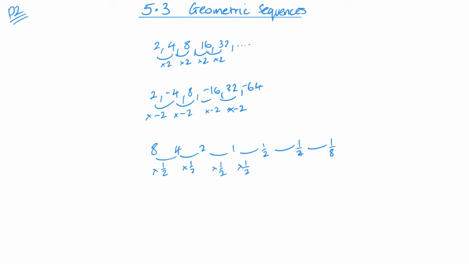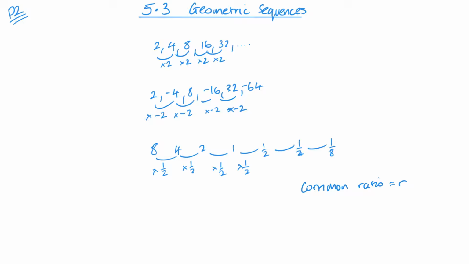Now, let's talk about what we do with this. What we multiply by, like this one is 2, this one we multiply by negative 2, this one we multiply by a half, is called the common ratio, R. That's the value of what you're multiplying by each time, what it is increasing or decreasing by, if you think of it that way.